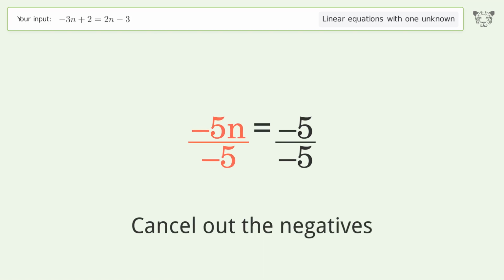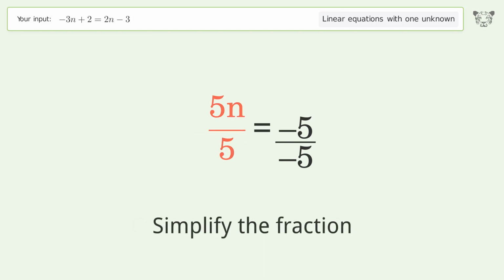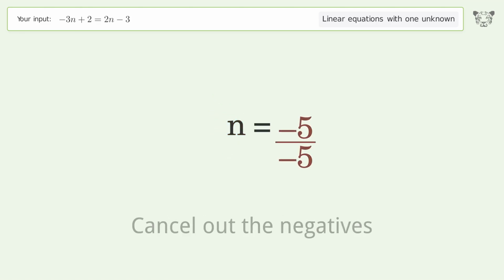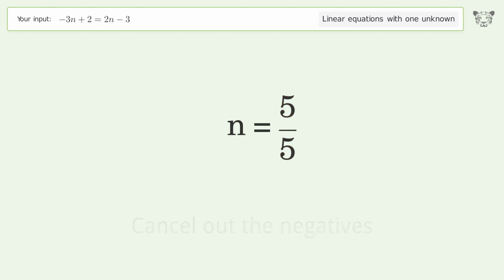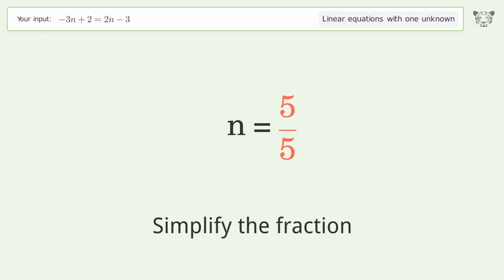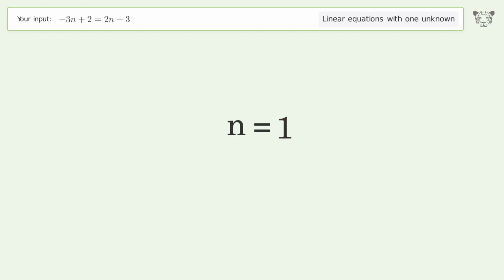Cancel out the negatives. Simplify the fraction. Cancel out the negatives. Simplify the fraction. And so the final result is n equals 1.